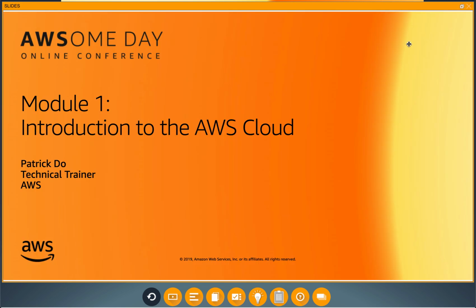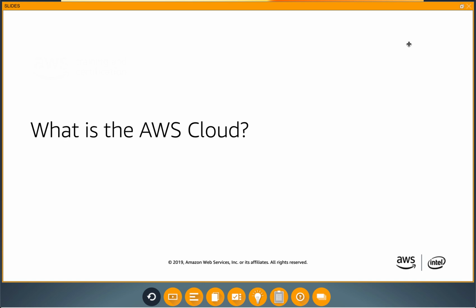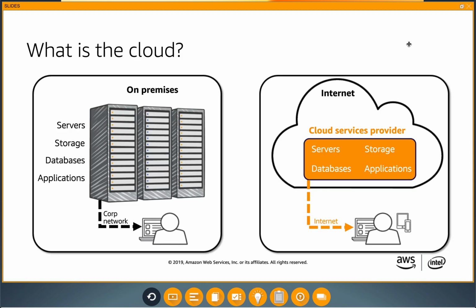Module 1, Introduction to the AWS Cloud. What is the AWS Cloud? Before we talk about the AWS Cloud, first let's define what is the cloud. I like this question. What is the cloud? Because there are so many different definitions today, depending on the context of who's listening.